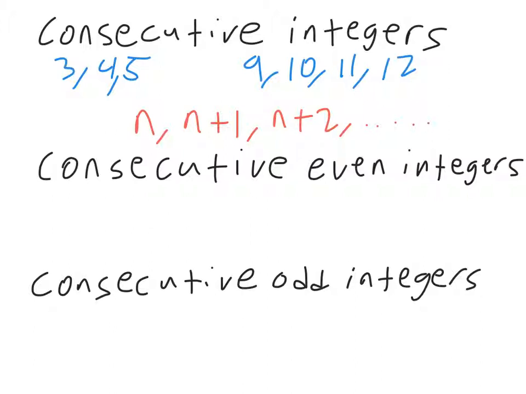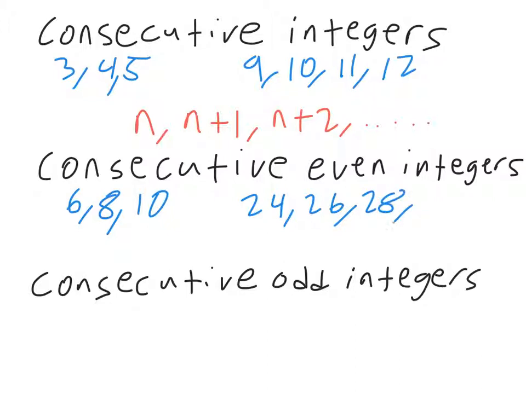Consecutive even integers are numbers that go in order, but they're only the even numbers. Such as 6, 8, 10. Or 24, 26, 28, 30. So they're all in order, one after the other, but they're just the even ones.